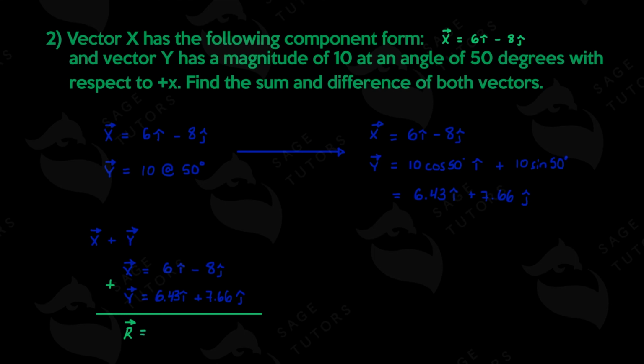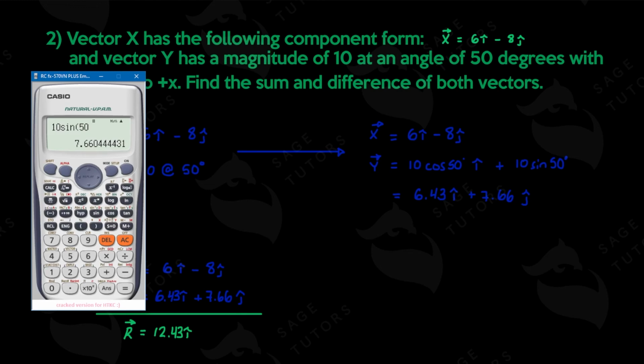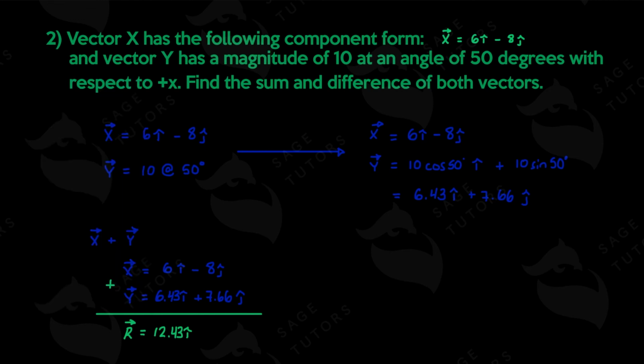So in this case, we would add 6 and 6.43 in order to get 12.43 for the horizontal component of the resultant vector, and -8 plus 7.66, we can do that operation in the calculator to get that the vertical component of the vector would be -0.34. This is the answer of the sum of both vectors.